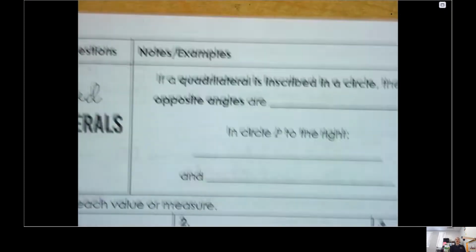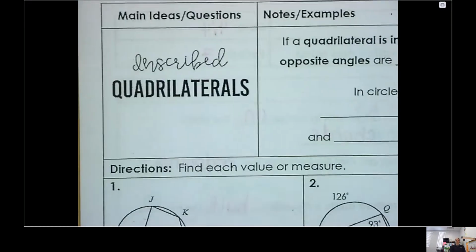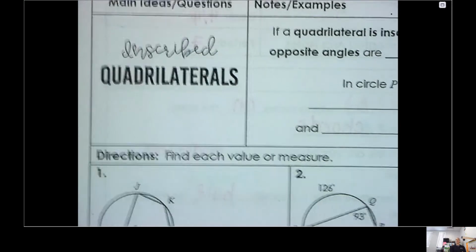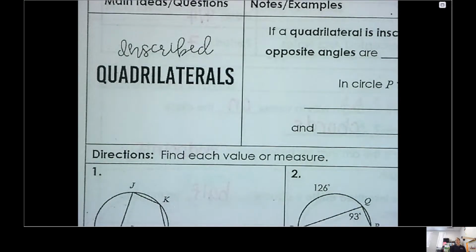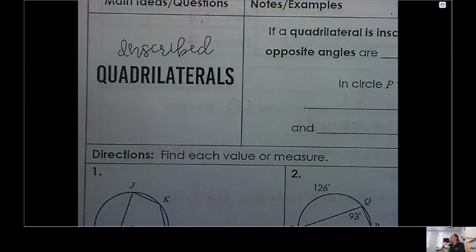Now, on the back side, we have something called inscribed quadrilaterals. Now, before we do anything, what's a quadrilateral? 4 sides. Okay, you'd be surprised that everybody said that today. It was a scary moment. If you add up all the angles in a quadrilateral, what do you get? 360 or 180. It's one of those.